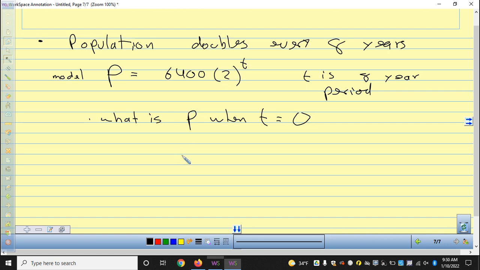Well, let's plug that in. Our population is 6,400 times 2 to the 0. Well, what's 2 to the 0? 1. So that's 6,400 times 1, which is just 6,400.